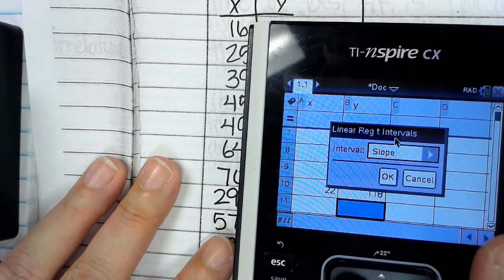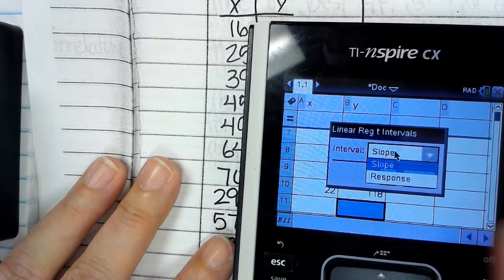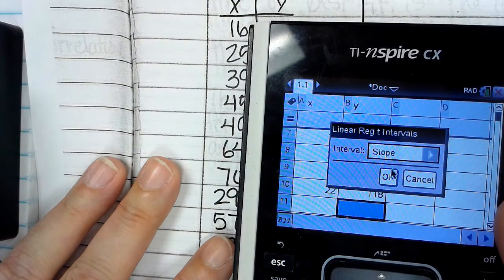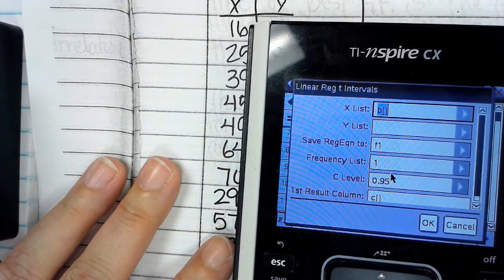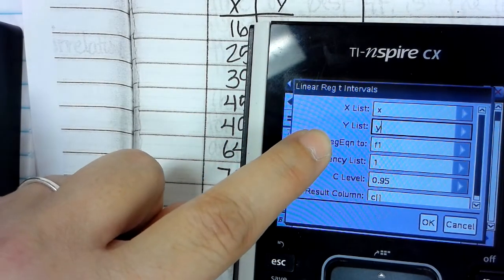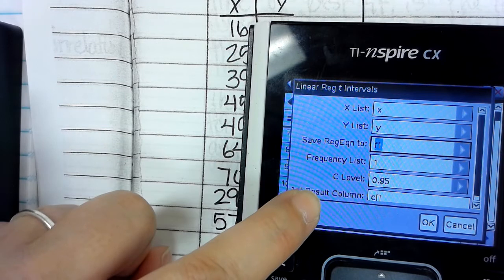If you click on that just to kind of see what's going on, it might have response up. We will use response later. We're only using slope right now. Okay, and then click on OK. And you're going to tell it what your X and Y was called. So my X is X, Y is Y. Leave everything else the same.